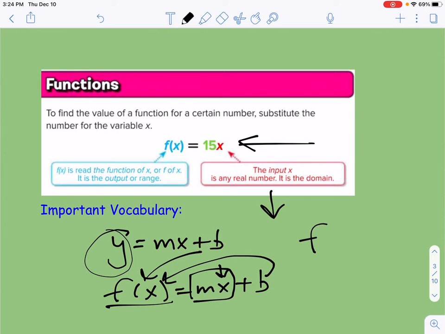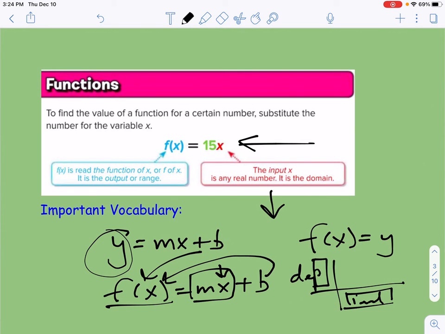So you can think of f of x as also being the same thing as y. y is always your output, x is always your input, and it's that way with any graph. That's why we always say x values are your independent variables and y is your dependent variable. The reason it's dependent is because it depends upon what you put in for x. It all comes back to input, output. You put something in, you get something out.